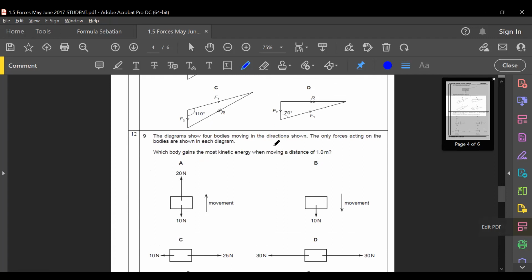Then you say it's like how many degrees from the west direction? This is your west direction, right? How many degrees from the south direction?